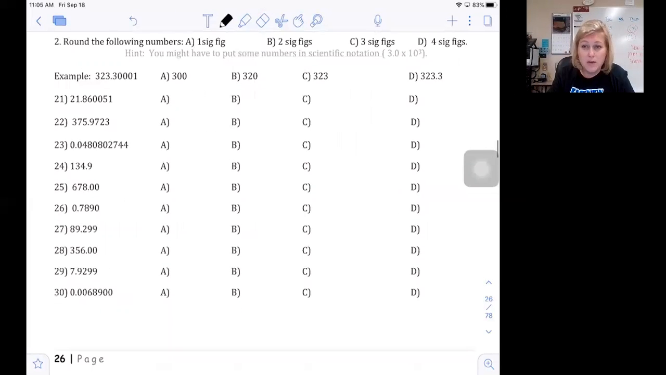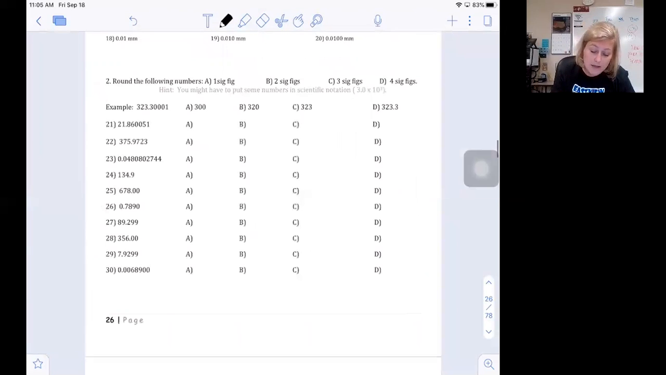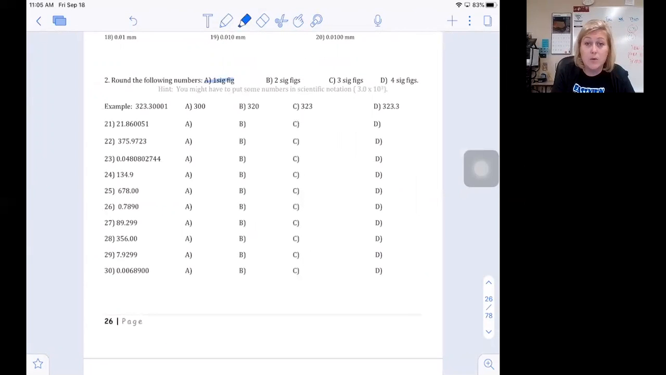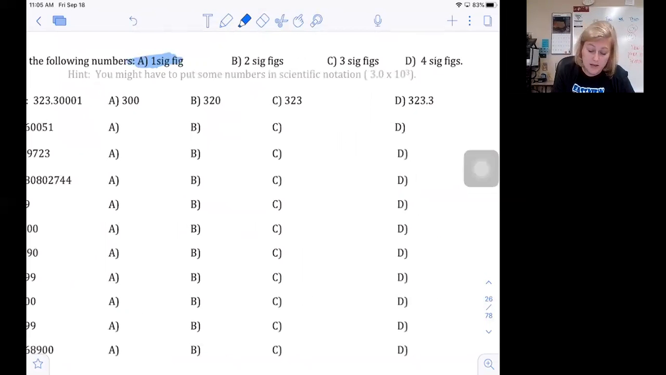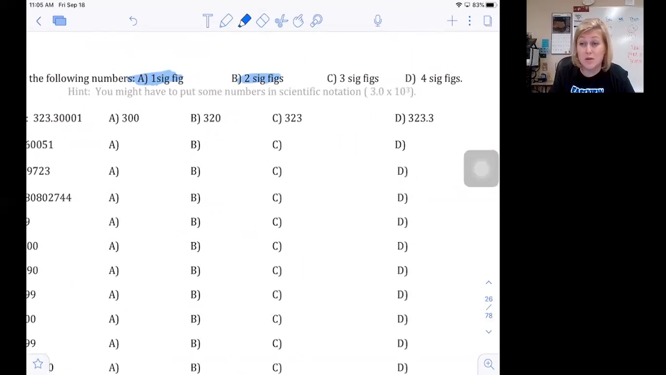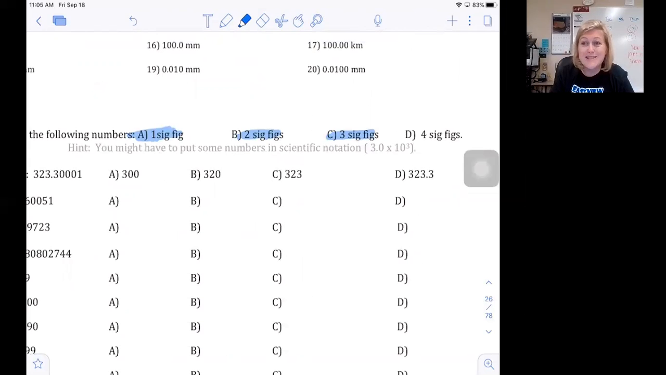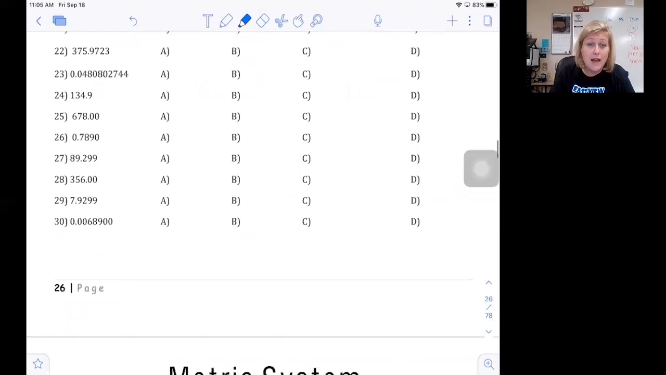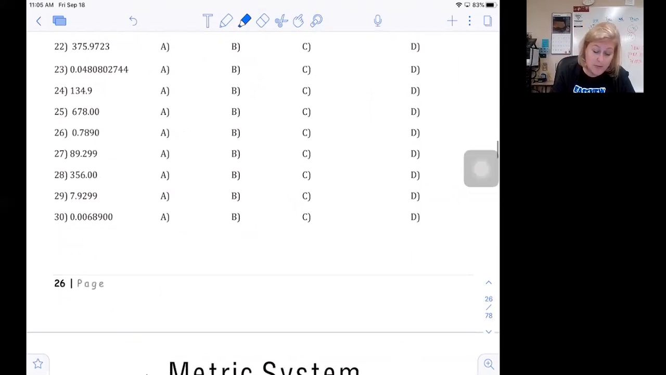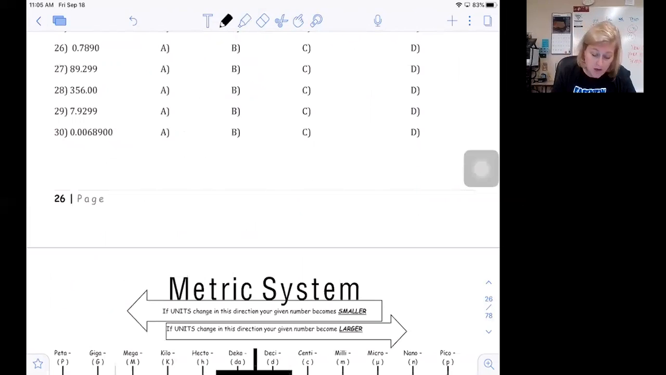Then for this bottom part, I wanted to give you a couple examples. What I'm asking you to do is, in A, round to 1 significant figure. In section B, round so your number only has 2 significant figures. In C, round so it has 3 significant figures, and letter D, round so it has 4. So let's do the bottom one, just for something fun. I need 1 significant figure here, 2 there, 3 and 4 here, okay?